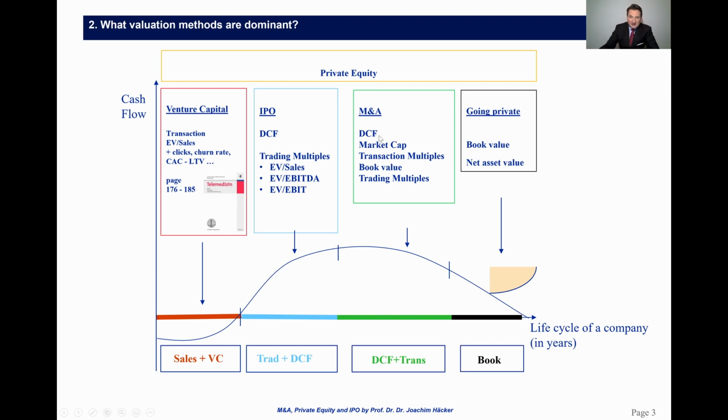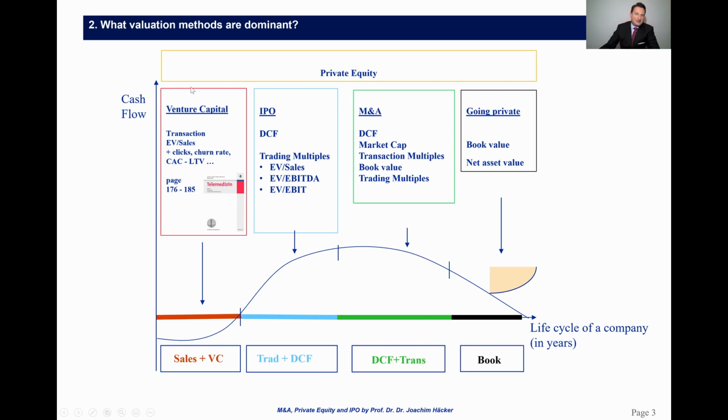In the M&A phase, we come up with a so-called discounted cash flow method. Second, if the company is listed, the market cap, i.e. the shares outstanding times share price, is relevant. Furthermore, the transaction multiples are important, of course, the book value as well, and the so-called trading multiples. When we talk about an IPO, the DCF is also very important. Furthermore, the trading multiples, among these especially enterprise value to sales, enterprise value to EBITDA, and enterprise value to EBIT.